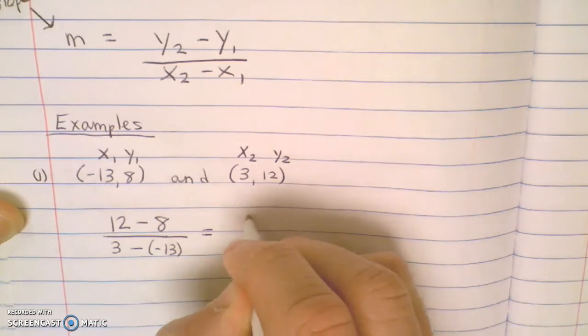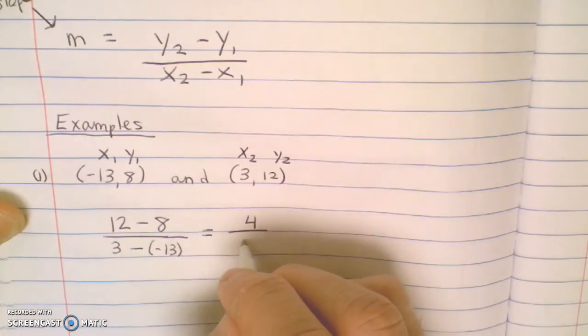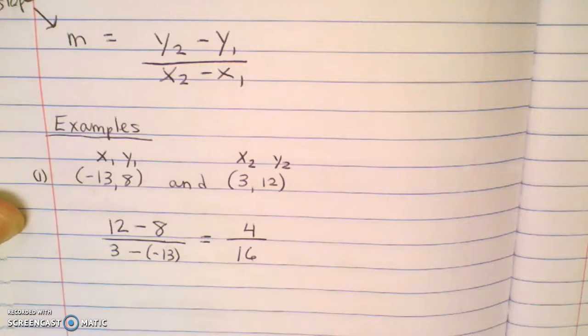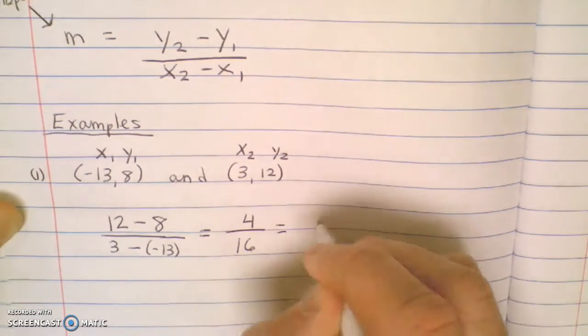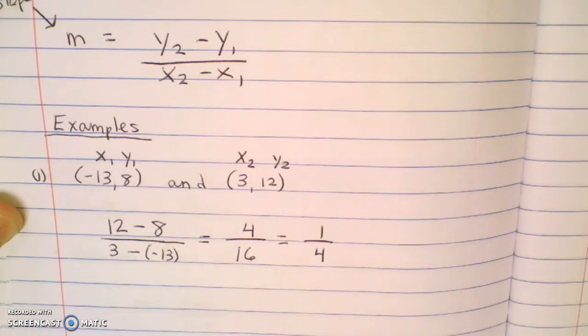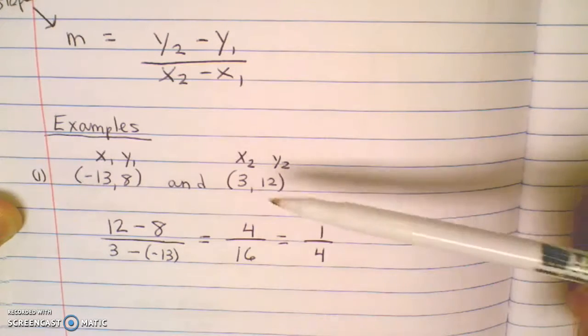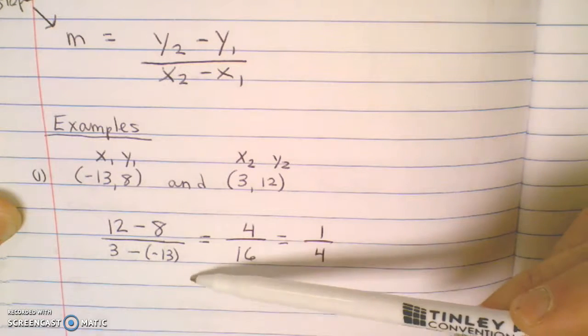So 12 minus 8 is 4. 3 minus negative 13 becomes plus 13, so it becomes 16. And then remember, you can simplify. So 4 and 16 can both be divided by 4. So this turns into 1/4. And that's using the slope formula. Label your points x1, y1, x2, y2, and then plug those values into the formula.